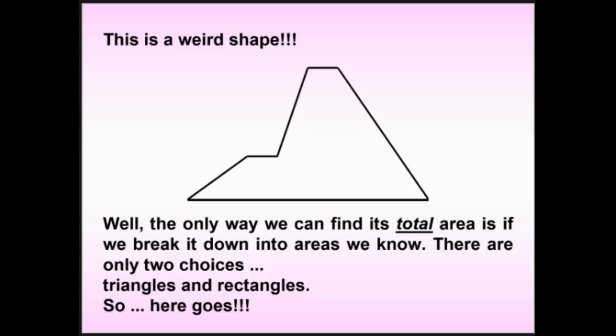All right. So where are we here? Okay, go ahead, write this down, like some words. The only way we can find the total area is if we break it down. You just have to say break it down into areas we know. There are only two choices: triangles and rectangles. Obviously, do we have to say rectangles and squares? No, because every square is technically a rectangle, but not every rectangle is a square. Exactly. The perfect rectangle is a square.